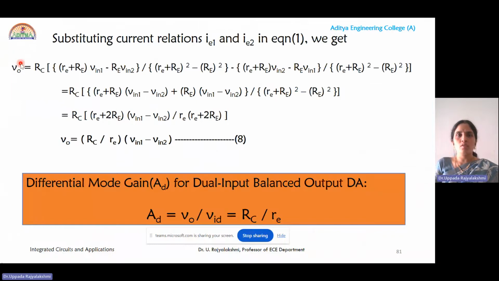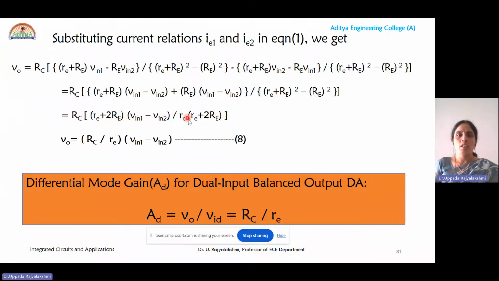Just substitute the values of IE1 and IE2 in the expression of V0 taken in equation 1. V0 is capital RC into IE1 minus IE2. Upon simplification, some terms get cancelled and we obtain capital RC into small re plus 2 capital RE into V1 minus V2. This is our differential input, divided by small re into small re plus 2 capital RE.